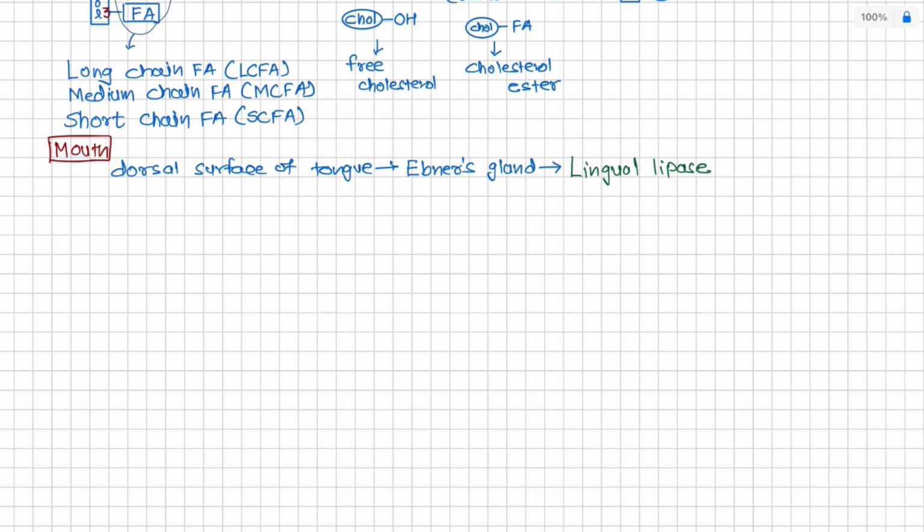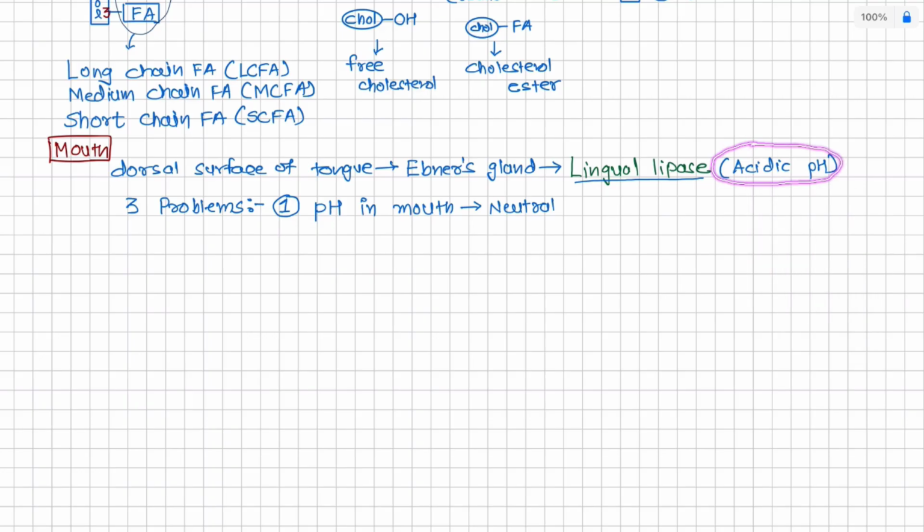Lingual lipase works best under acidic pH conditions, but there are 3 major problems in the mouth that prevent effective lipid digestion. Problem number 1 is that the pH inside the mouth is neutral, but lingual lipase needs acidic pH to work effectively. Problem number 2 is that food remains in the mouth for a very short duration, not enough time for proper digestion. And problem number 3, and this is a unique problem.